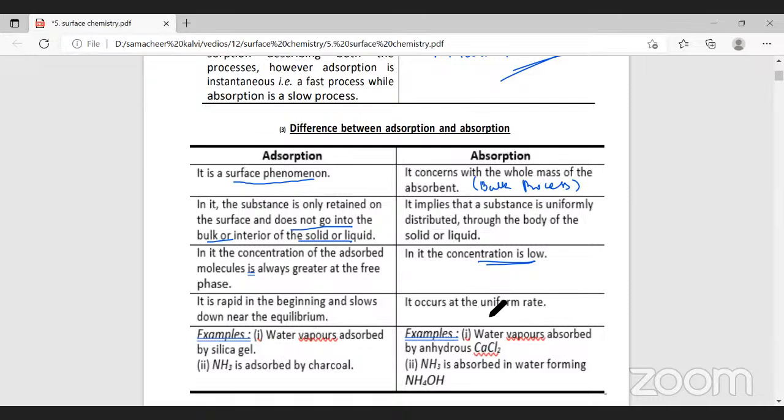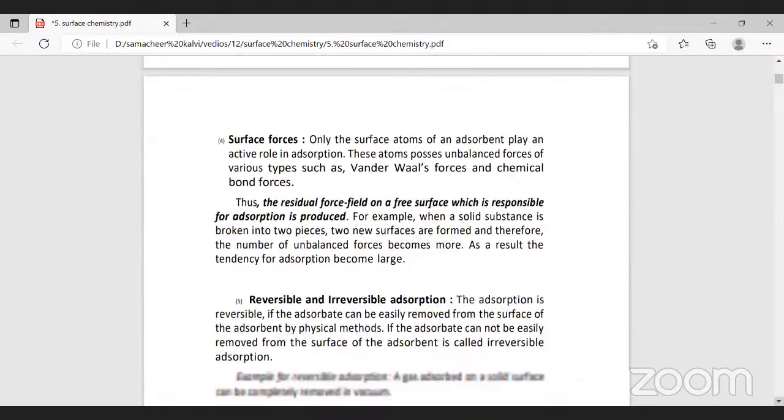Absorption occurs at a uniform rate. Example of adsorption: water vapors adsorbed on silica gel. If you buy a shoe, you can see a sachet of silica kept there because it adsorbs moisture. Likewise, ammonia is adsorbed on charcoal. For absorption, water vapors are absorbed by anhydrous calcium chloride, and ammonia is absorbed in water, forming ammonium hydroxide. I hope you understood the difference between adsorption and absorption.